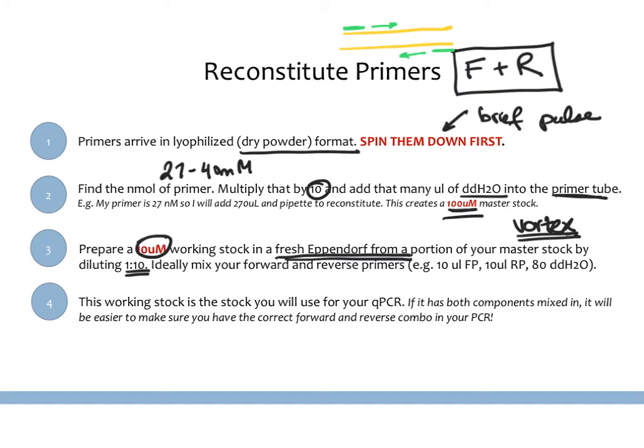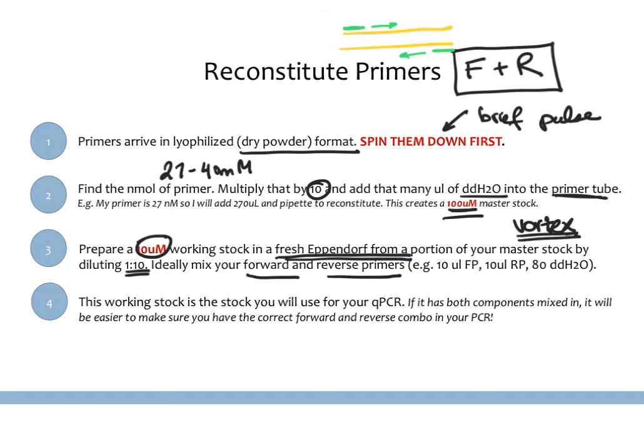The best way to do this is to create a forward and a reverse primer mix. That means that you have a 100 micromolar master stock for your forward primer and a 100 micromolar master stock for your reverse primer. And these have to go together in your reaction. It can be really easy to get confused about which primers go together. So the way to save yourself from that is to make it as one working stock, and then you can just use that stock for all of your reactions and not worry that you might have mixed up the primers.